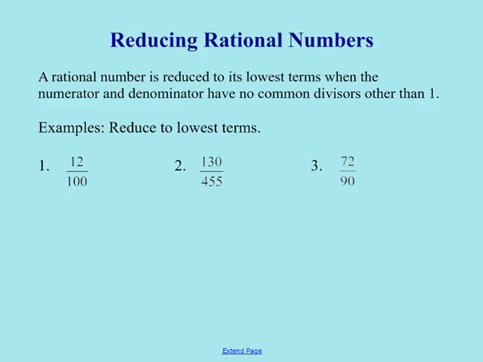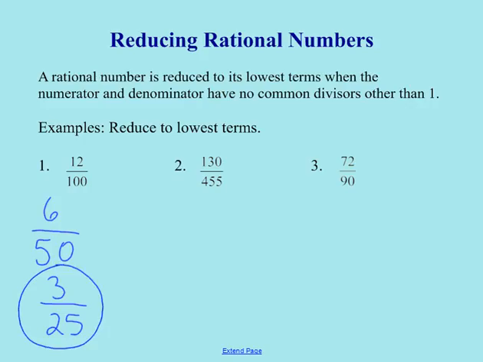12/100 can be reduced because it has some common divisors. The simplest and smallest divisor is 2. 2 goes into 12 6 times, and 2 goes into 100 50 times. Well, 6 and 50 also have common divisors. Once again, you could use 2. 2 goes into 6 3 times, and 2 goes into 50 25 times. 3 and 25, the only common divisor that they have is 1. So we know that 3 over 25 is the reduced form of 12 over 100.